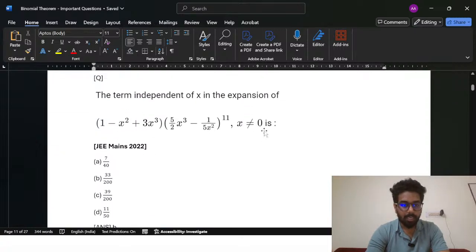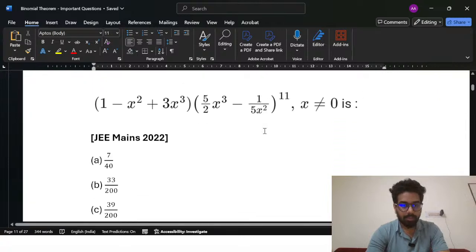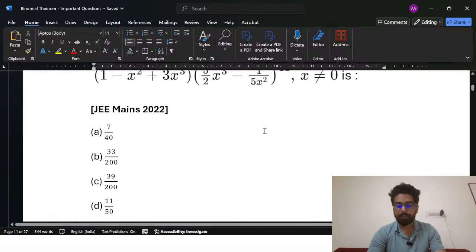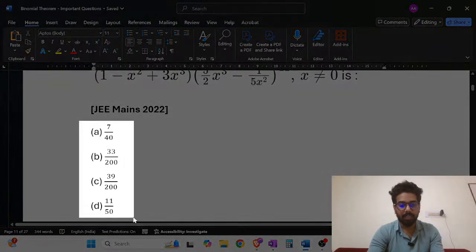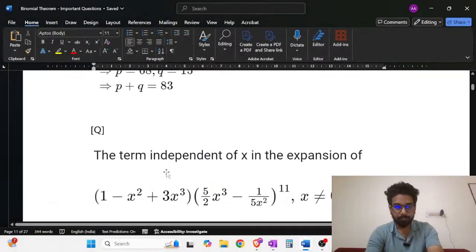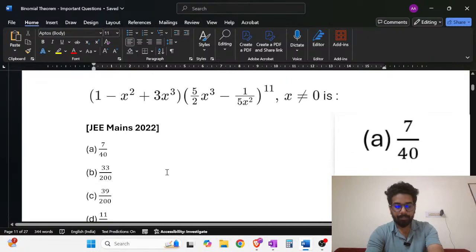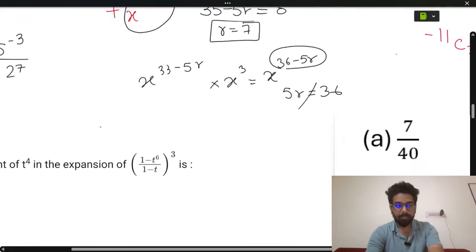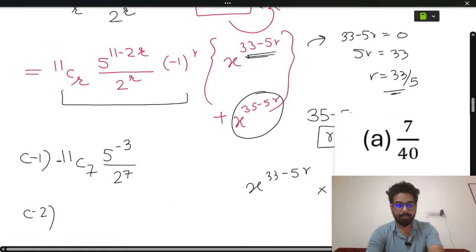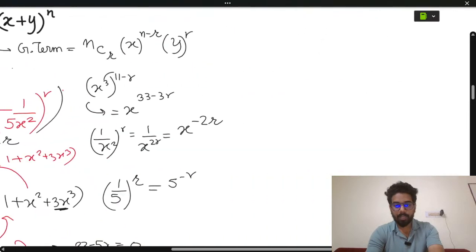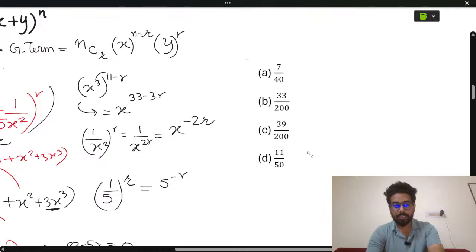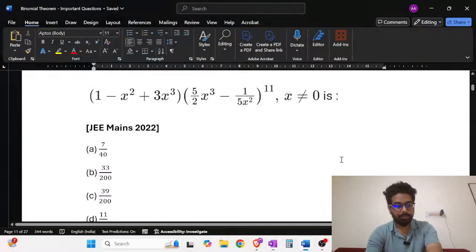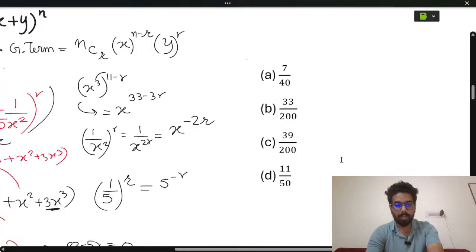So the options are this. Options are 7 by 40, I will add it over here. So you will solve it by yourself after this and get the answer. Okay. You will check it by yourself. I'll add it over here and figure out which one is correct. Okay. Now let's go back to the next question.